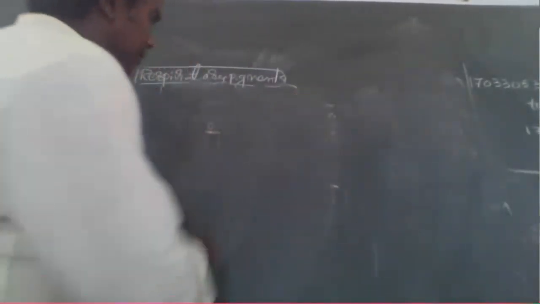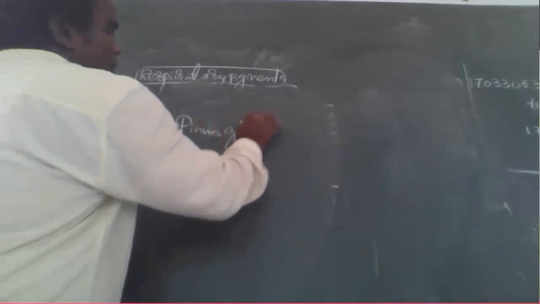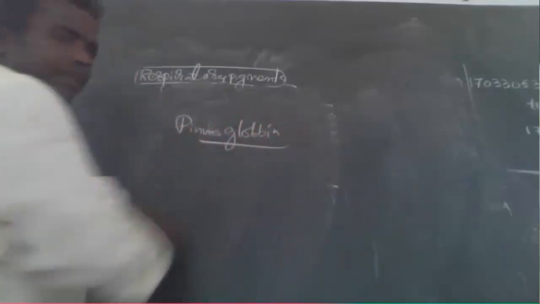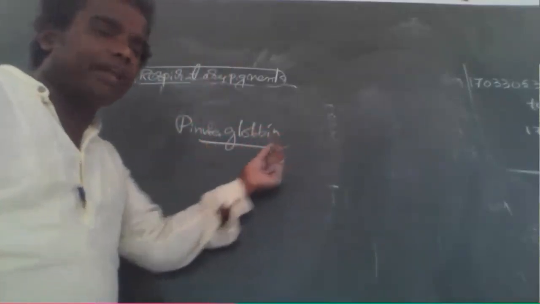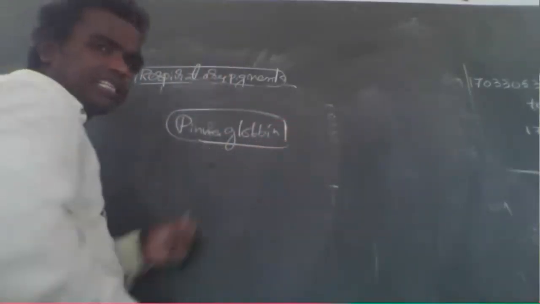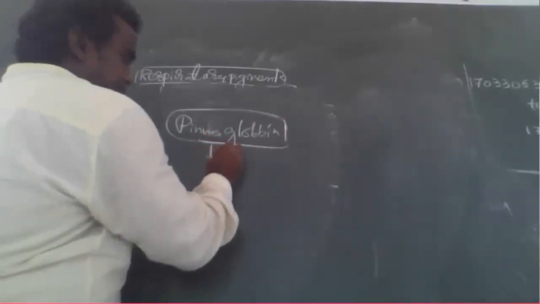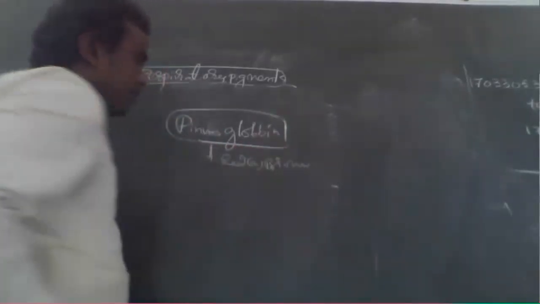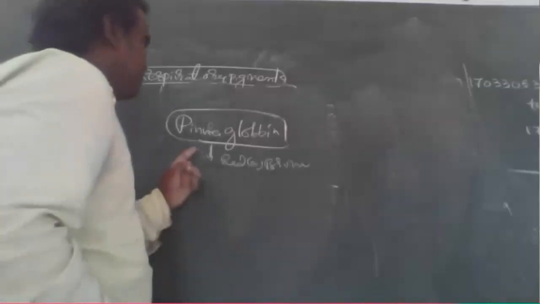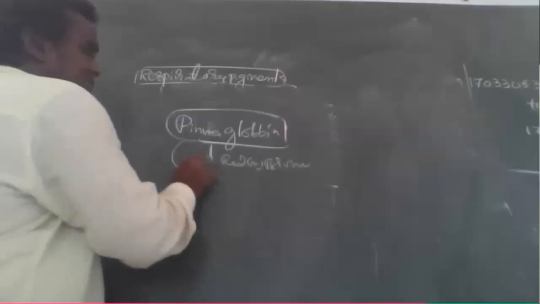Next, pinnaglobin. Remember one thing: what color is it? That is a very important thing. Red or brown color blood is there, especially for pinnaglobin. This pinnaglobin is a respiratory pigment. Number 2 point.